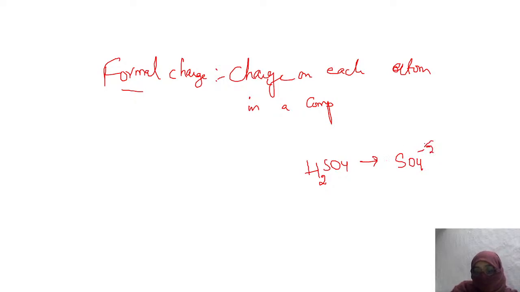This charge, this SO2 minus 2 charge, we say that minus 2 is on the whole molecule. But if you want to calculate the charge on each atom, for sulfur separately and each of the oxygens, that means you need to calculate formal charge. So how to calculate formal charge?